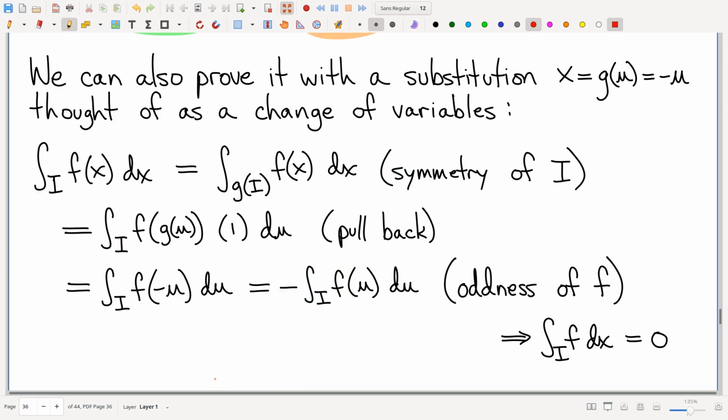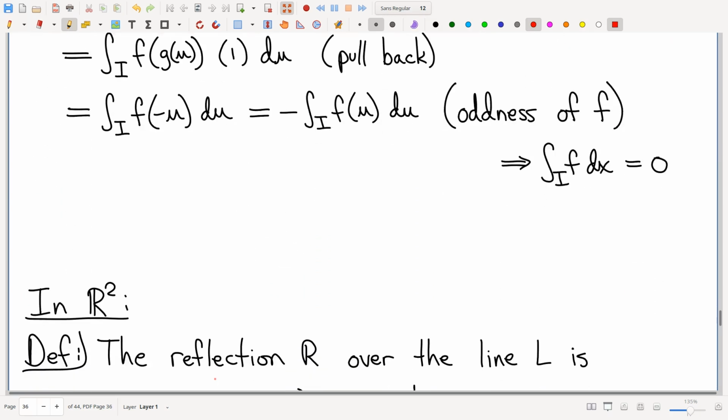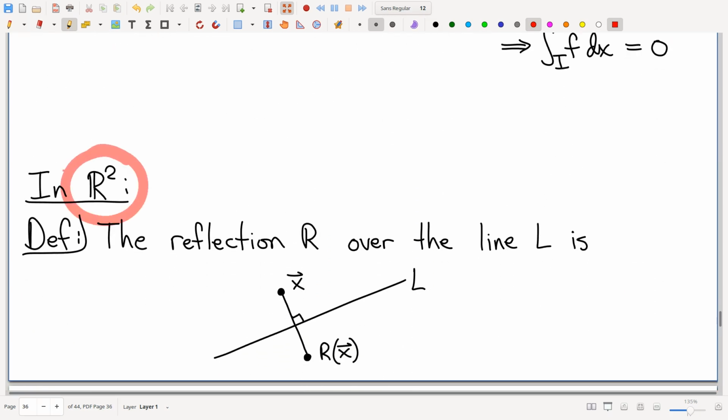Okay, so let's see. Next time we are going to talk about how to generalize that to 2 dimensions, and that's where we're going to start getting real big payoffs.